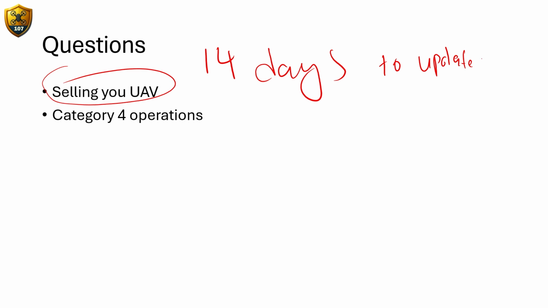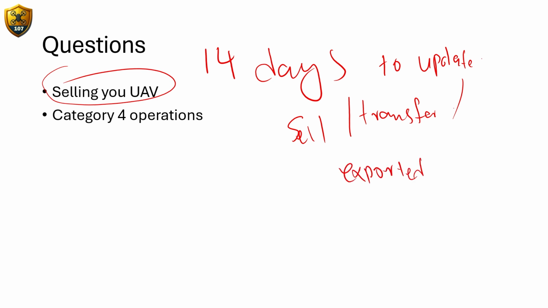So if you sell, transfer or destroy your drone, or even if you exported the drone to some other country, then you have to update your registration information with the FAA within 14 days. So this might be a question on your exam. So make sure to remember that.